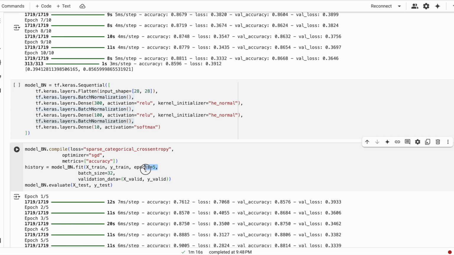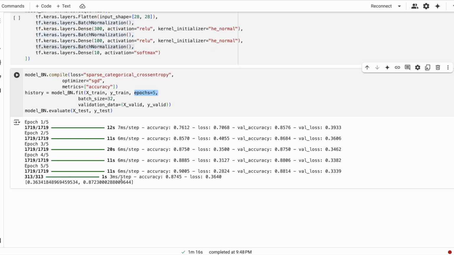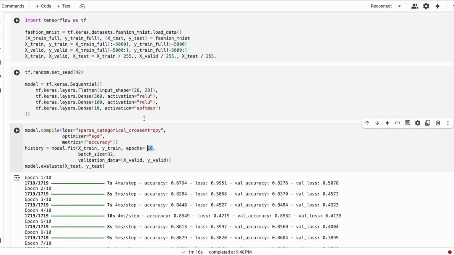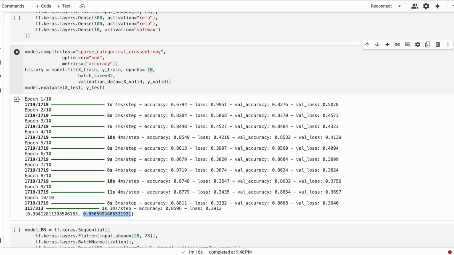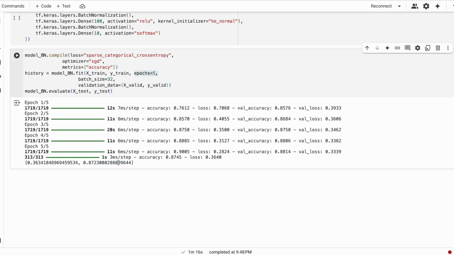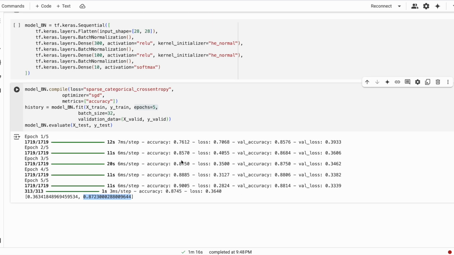The result of the batch normalized model is pretty good. Only 5 epochs, and the end result is much better than the 10 epochs without batch normalization. As a result, the first model gives us around 85% testing accuracy. The batch normalized model gives us 87% testing accuracy. If you are training a deep neural network, it is worth trying batch normalization.